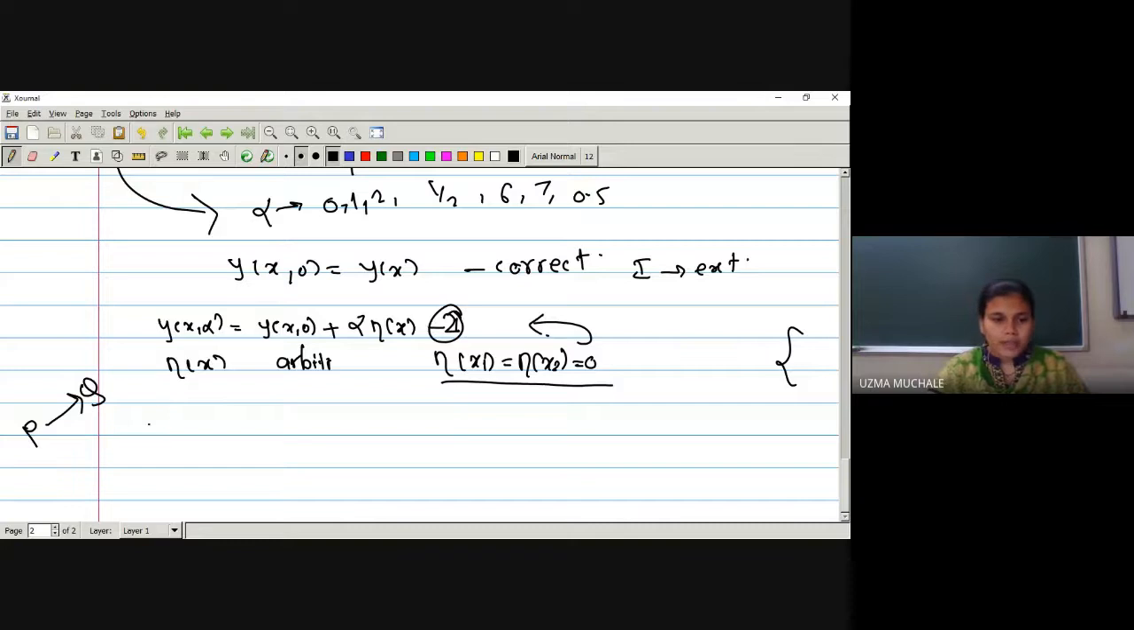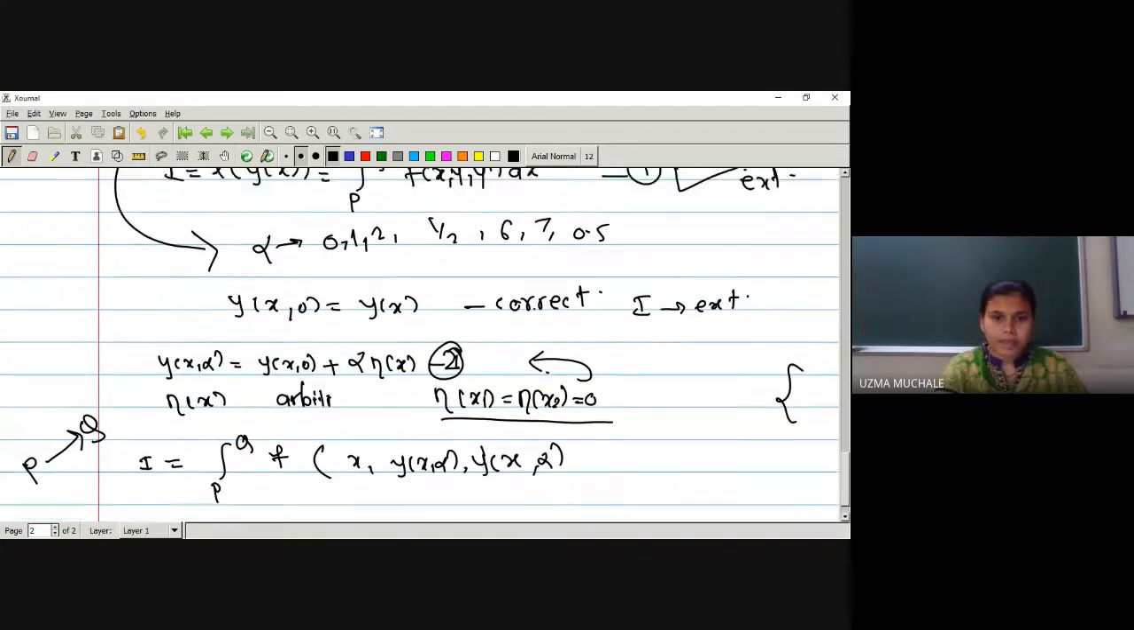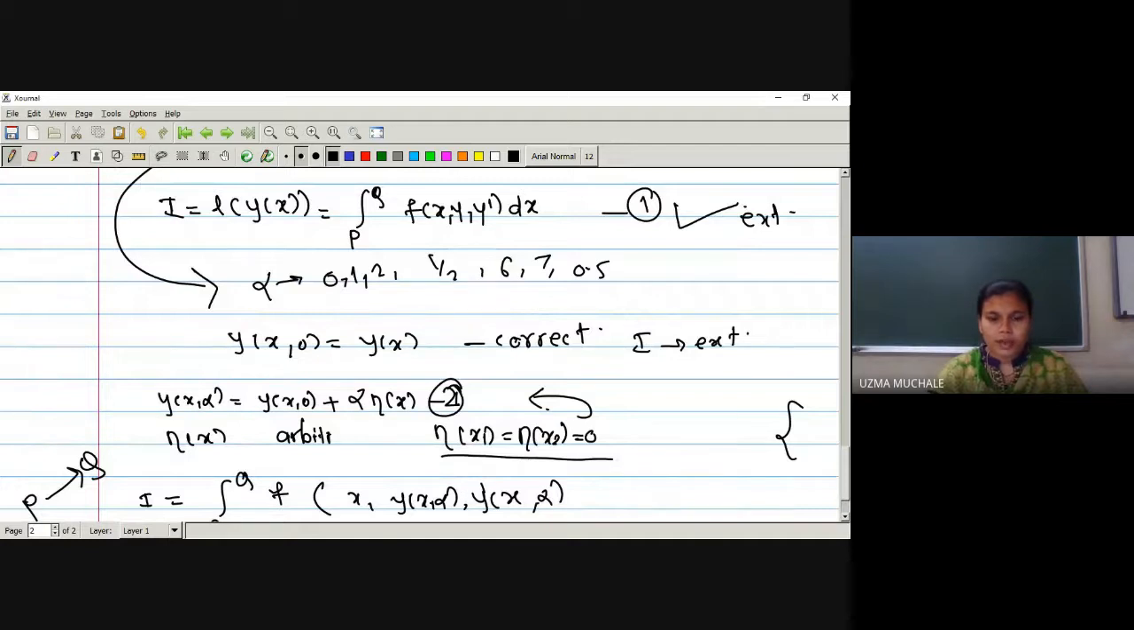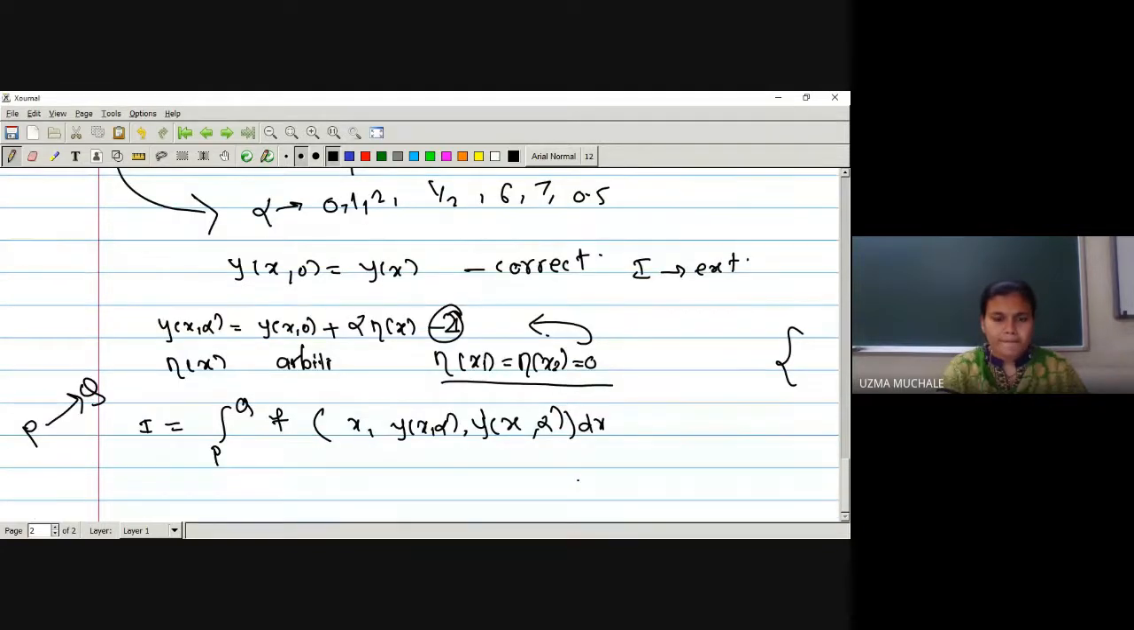So now I will write down the value of integration I. The integration is from P to Q of f of x, y of x alpha, because y of x alpha is a different path, and next y dash of x alpha. This is our equation. So instead of having simply y, we have written it in the form of infinitely many paths: y of x alpha, y dash of x alpha, dx. Okay? Is it okay with this? Yes, ma'am.